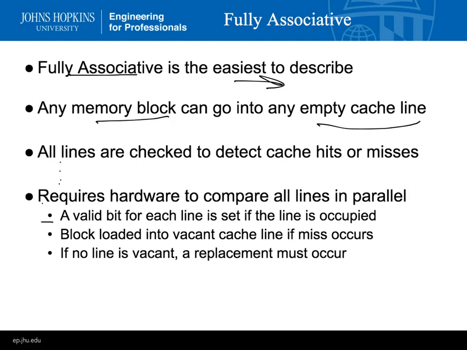If a line is occupied, there's going to be a valid bit there. And if there's a miss, we look for an empty line and put it there. If there's a miss and there's no vacancies, we have to figure out what we're going to take out to do the replacement.